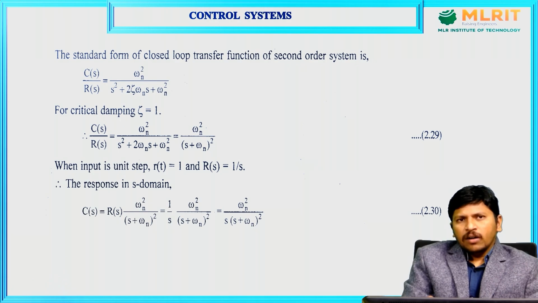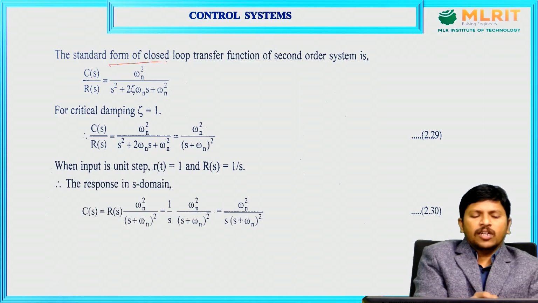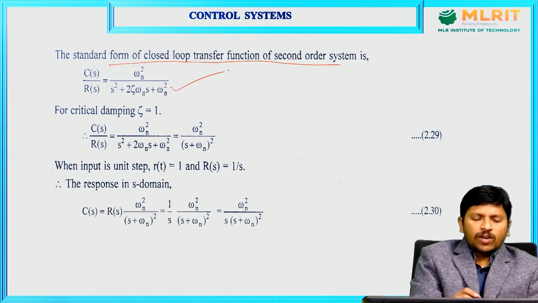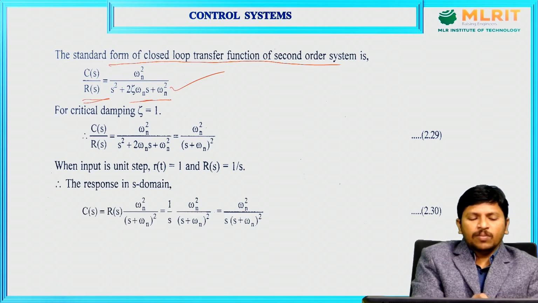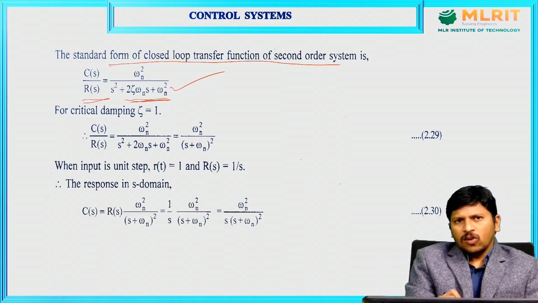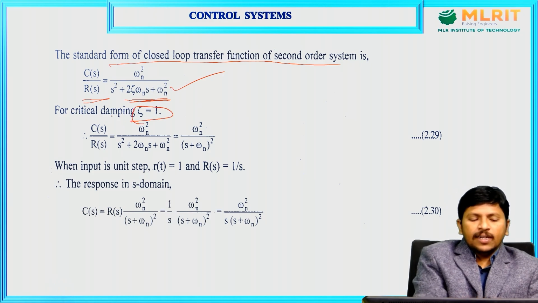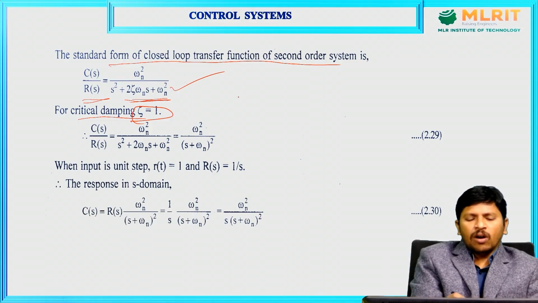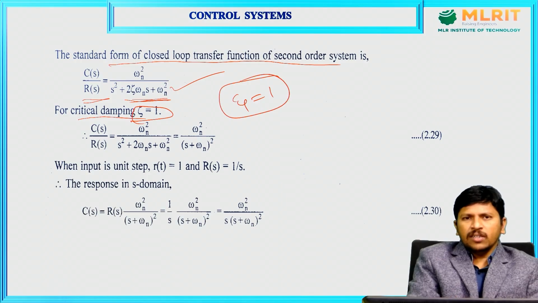Now we are going to consider the standard form of the closed loop transfer function of a second order system, which is C of s divided by R of s equals omega n square divided by s square plus 2 zeta omega n s plus omega n square. Now in this case, zeta equals 1 means what? A critically damped system. So for a critically damped system, the damping ratio zeta is equal to 1.